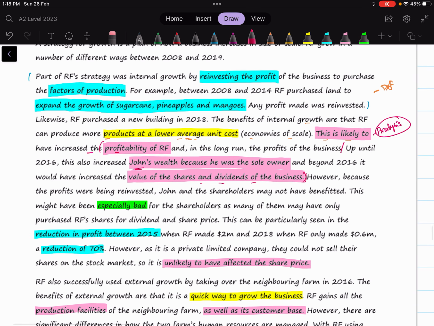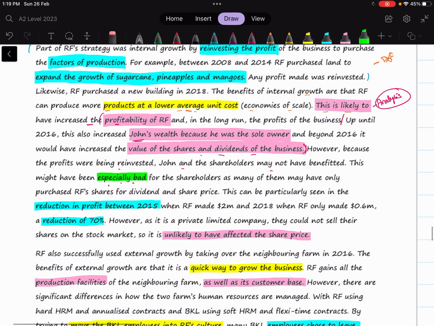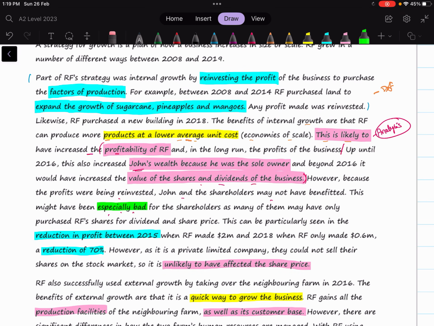As far as the drawbacks are concerned, however, because the profits were being reinvested, John and the shareholders may not have benefited. This might have been especially bad. Now, as you can see, I have made a color coding: green stands for evaluation, and I've marked this "especially bad" as an evaluative comment. Why can we count it as an evaluative comment?